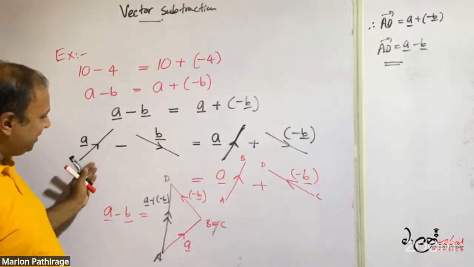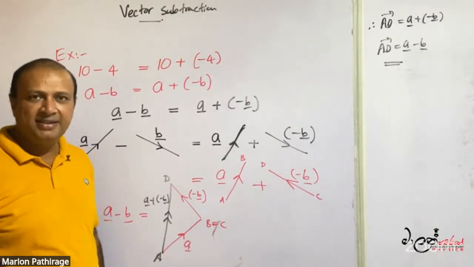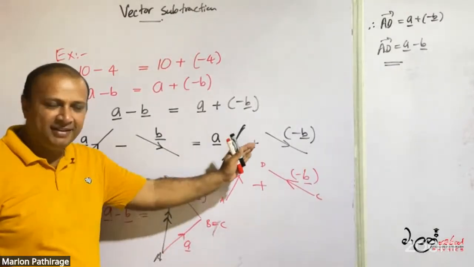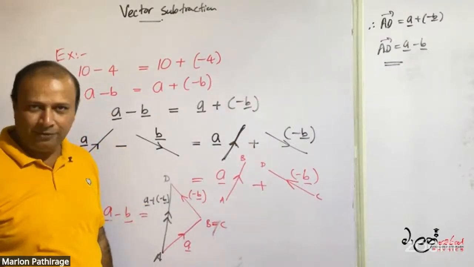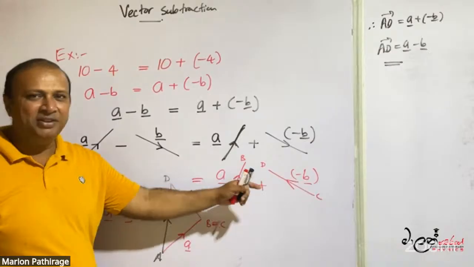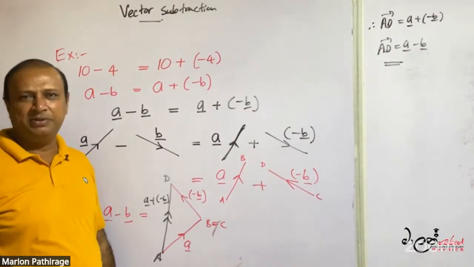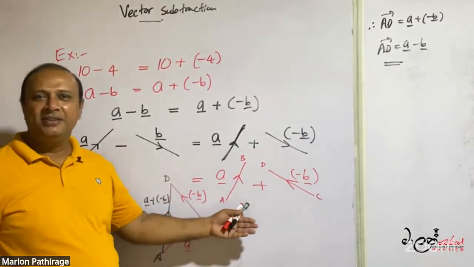If you are given to subtract two vectors, you can add the first vector with the negative vector of the second vector. So how to take the negative vector? Just reverse the vector. Then you can add them.